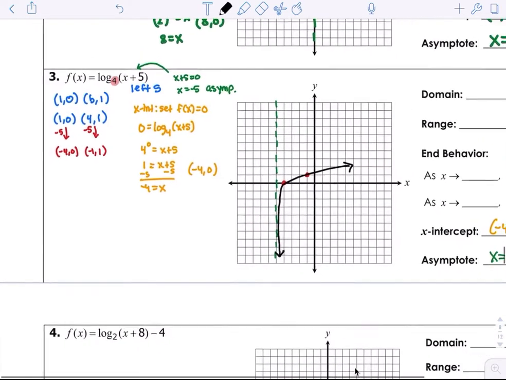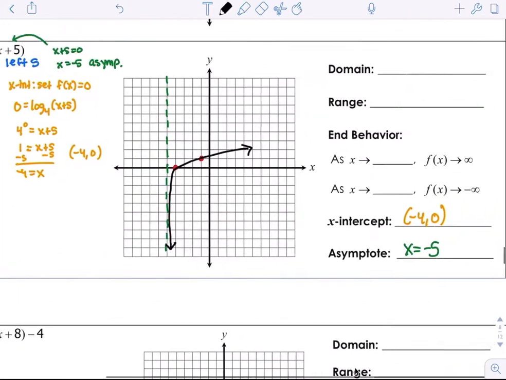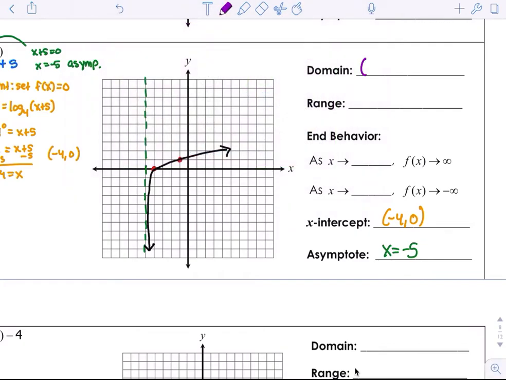Okay. Domain: how far left does this graph go? All the way up to the asymptote, so -5 to infinity. And range is always -infinity to infinity for the range of log functions.